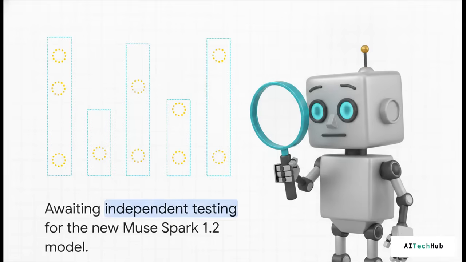Meta actually didn't headline any specific benchmark numbers for this brand new 1.2 version at launch. And honestly, in the AI space, we never take day one first-party claims at face value anyway. So the big takeaway here is that we're all just waiting on independent, real-world testing to see if Muse Spark 1.2 actually closes that gap with the top frontier models.